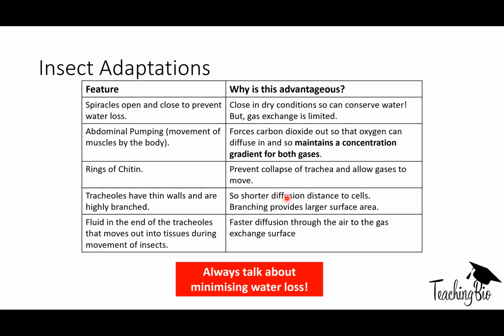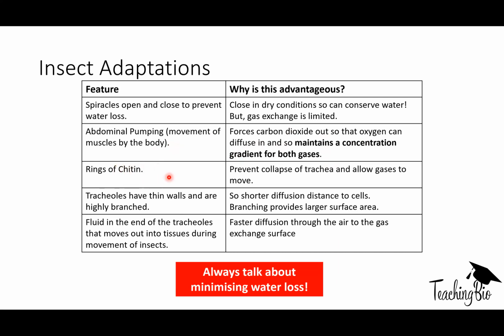Okay, so again, we've briefly mentioned these, but they like to ask questions about how systems might be adapted. So again, we've talked about the spiracles. The fact that these can open and close is probably linked to being able to conserve water. Abdominal pumping, we've talked about that and how that will maintain that pressure gradient for the carbon dioxide to move out. And also it will maintain a concentration gradient for oxygen to come back in because it allows for the exchange of those two systems.